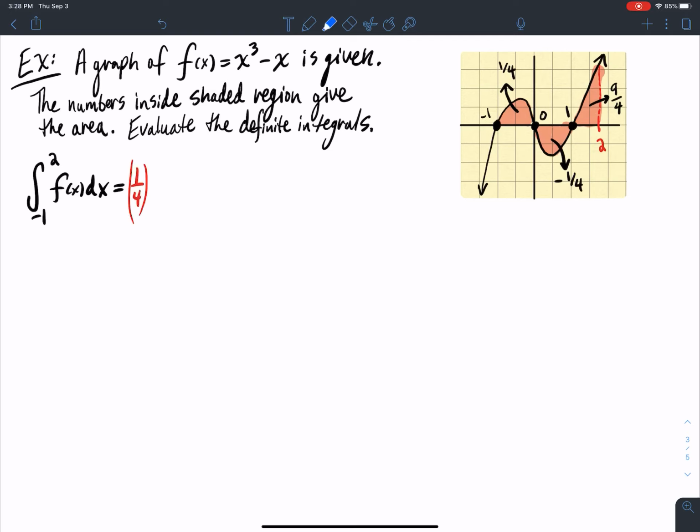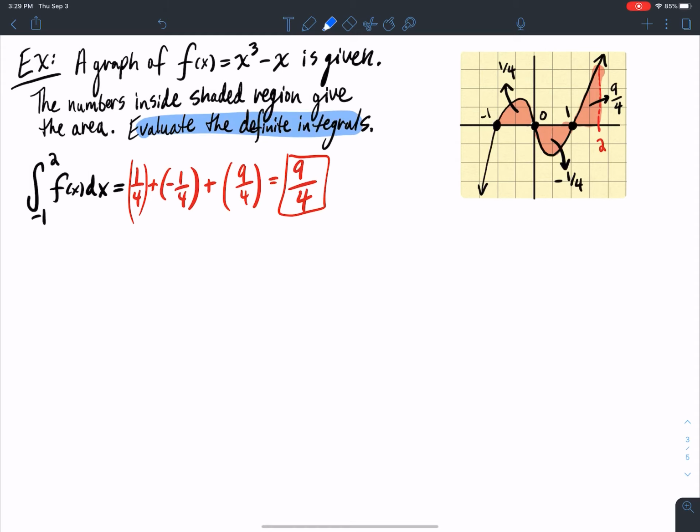So the first area is 1/4. The next area I'm adding is negative 1/4. The next area I add is the 9/4. These first two areas, this is a negative area and this is a positive area, so those two cancel each other out, 1/4 and negative 1/4. So my answer that's left is just 9/4. Pretty easy, right? We're looking at the picture and figuring out what the definite integral is evaluated at.